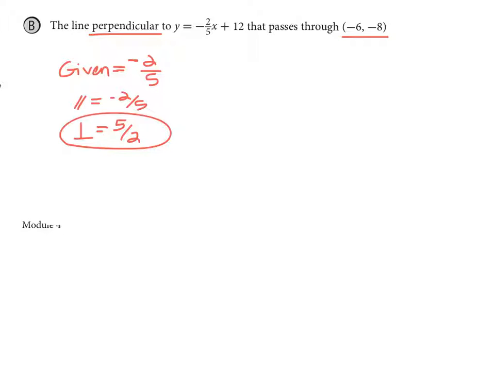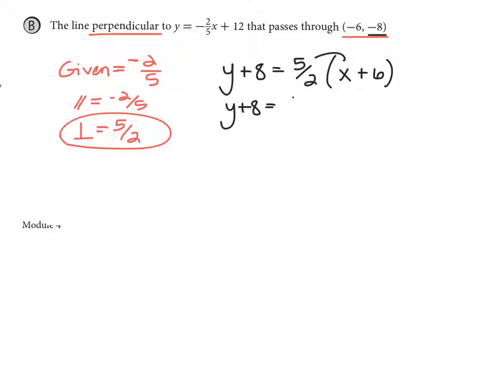So I'm going to go back to that point-slope form. So y minus the y value. Since it's y minus negative 8, I'm going to write y plus 8 equals m, which is the perpendicular slope, times x minus the x value, or x plus 6, because the x value is negative. All right, now we need to distribute. So the y plus 8 stays the same. When I distribute here, I'm going to get 5 over 2x. When I distribute to the 6, 5 times 6 is 30, divided by 2 is 15. So this is going to be plus 15.